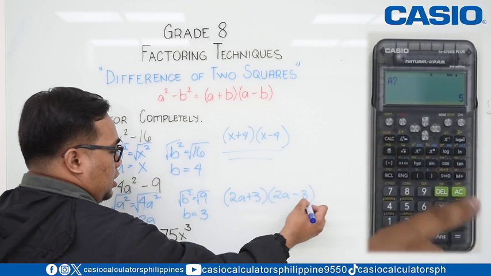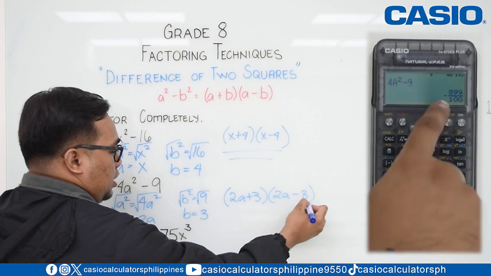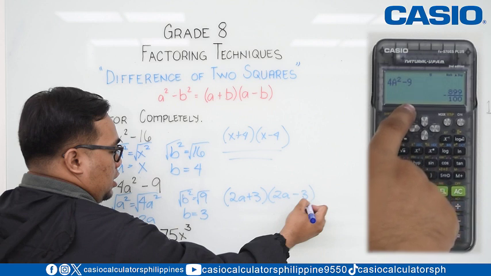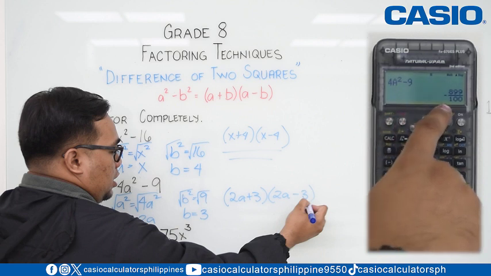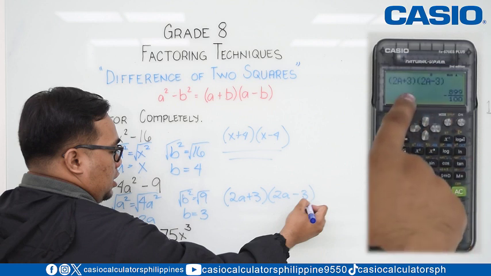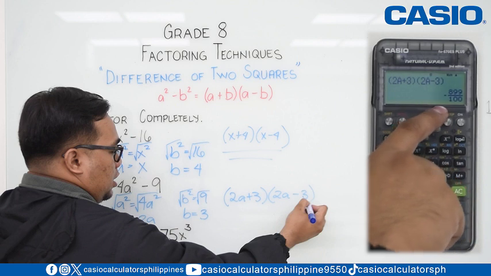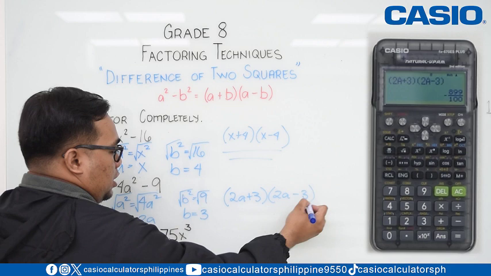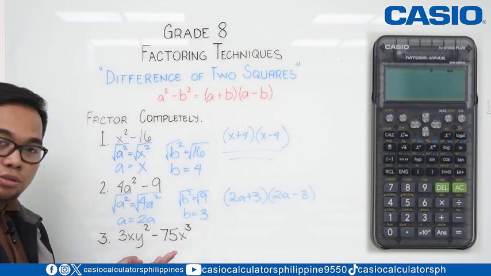To check another value of a, we just need to press calc again, and let's say I want 0.05. Then press the equal sign, and I have for the first expression 4a squared minus 9 is negative 899 over 100, as well as our answer 2a plus 3 times 2a minus 3 also gives us a value of negative 899 over 100, which means our factor for number 2 is also correct. Now, can you do this one?